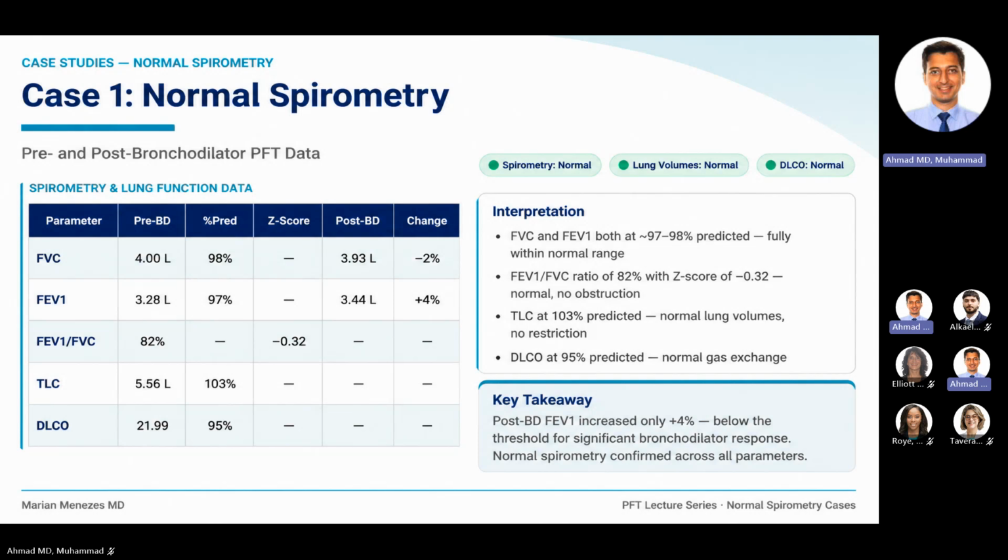What was the post-bronchodilator response on the FEV1? 4%. It fell below the threshold of 10%. So there is no bronchodilator response in this individual.